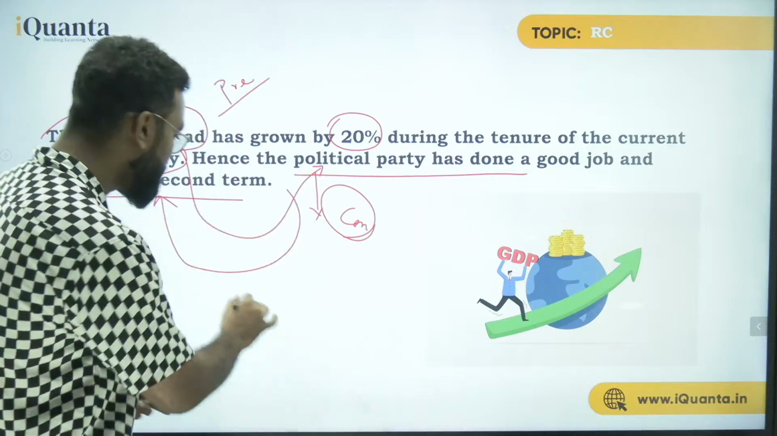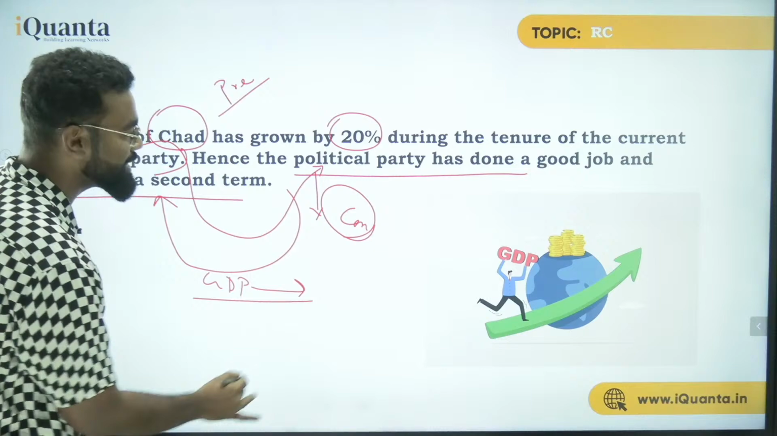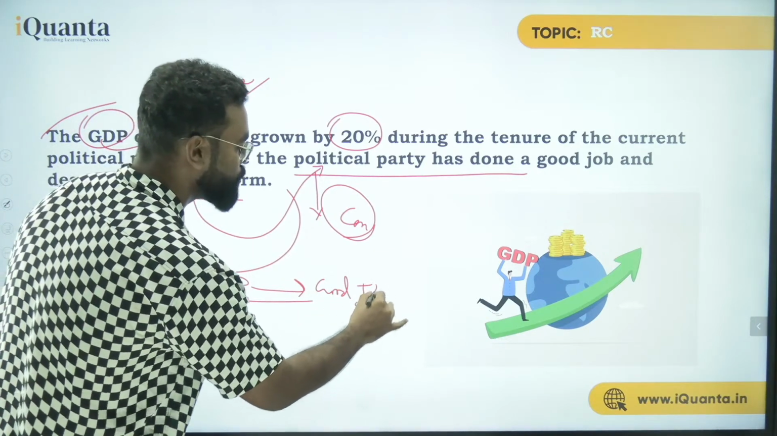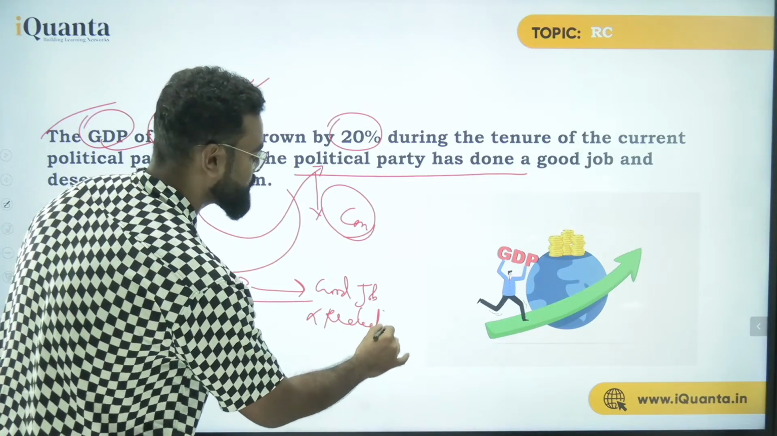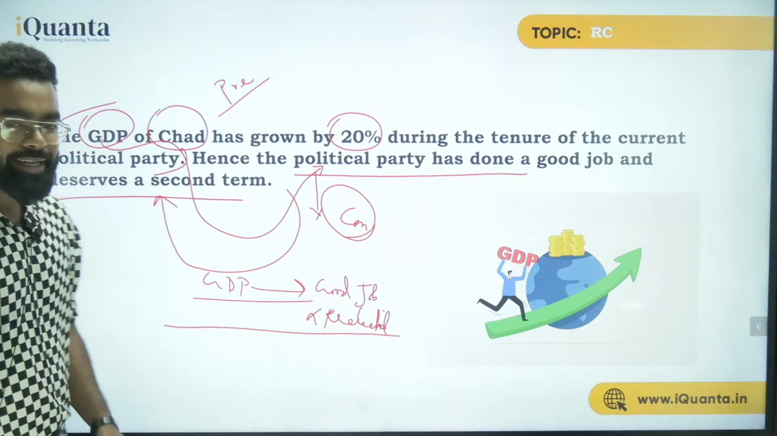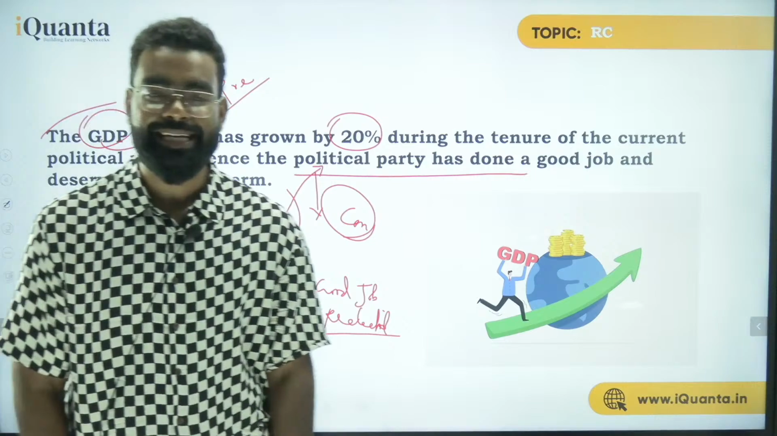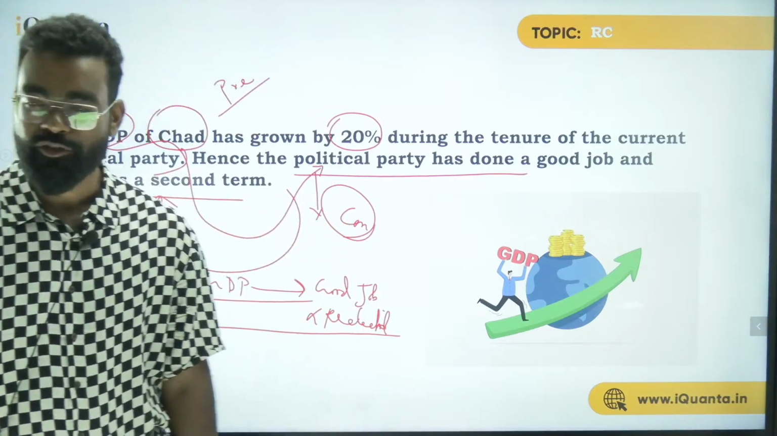So GDP gives you a good indication whether they have done a good job or not. Good job and re-elected. So this is basically the assumption. Yes, this is basically the assumption. Perfect, guys. You are getting it correct, everyone. Hats off, guys.